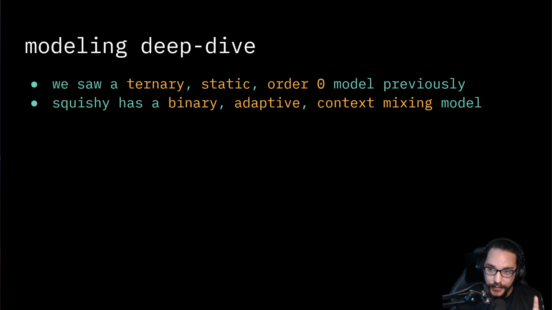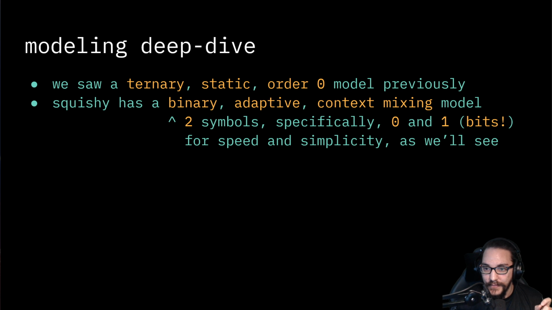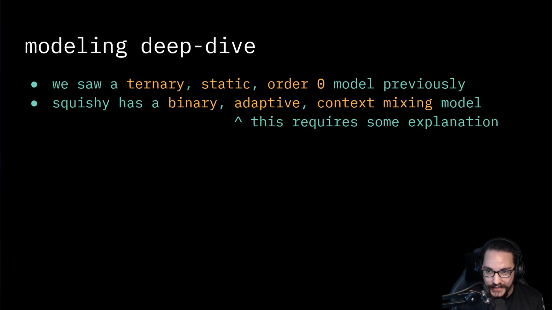Squishy has what's called a binary adaptive context mixing model. Binary means there's 2 symbols. We're going to work with the whole stream as just a big stream of bits. And this is for speed and simplicity, as we'll get to a bit later when we start describing how the models work. And then it's adaptive, which, again, we'll need some explanation.